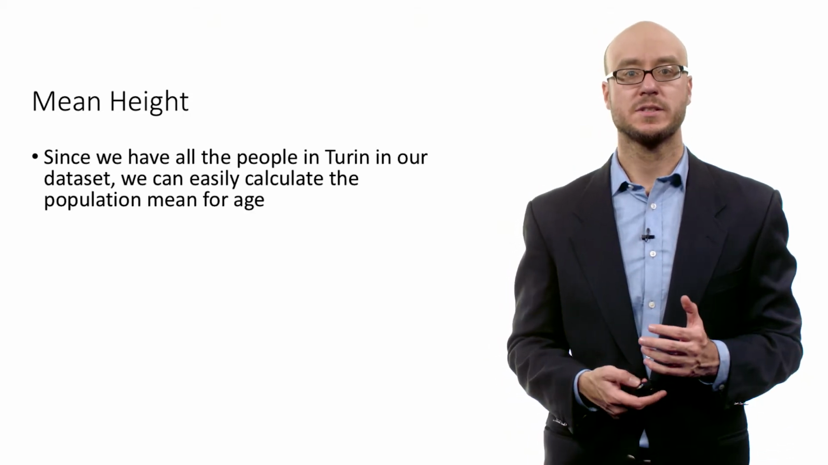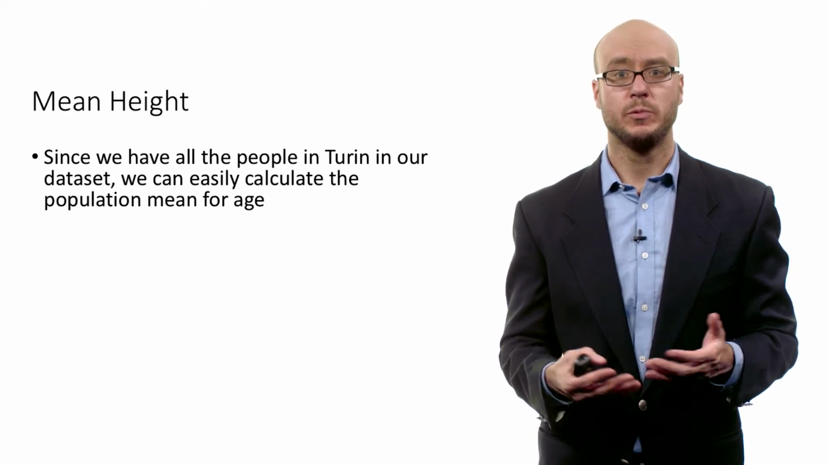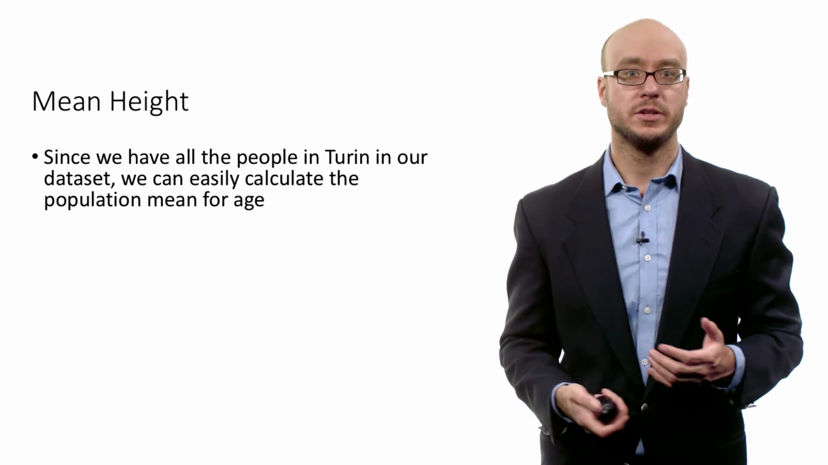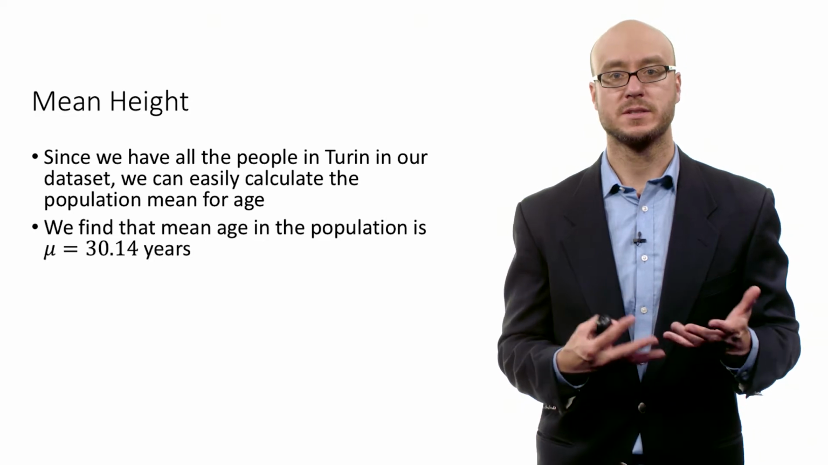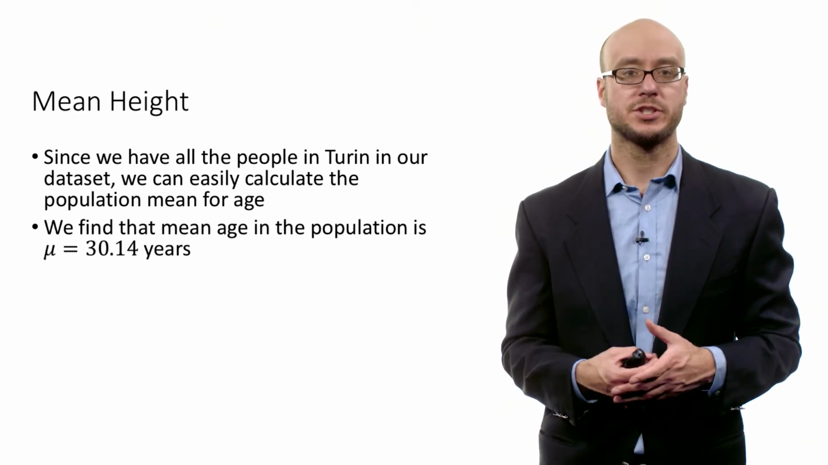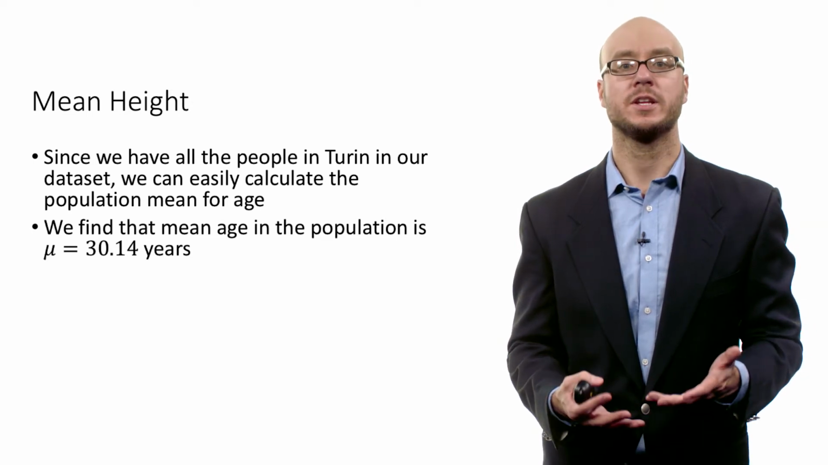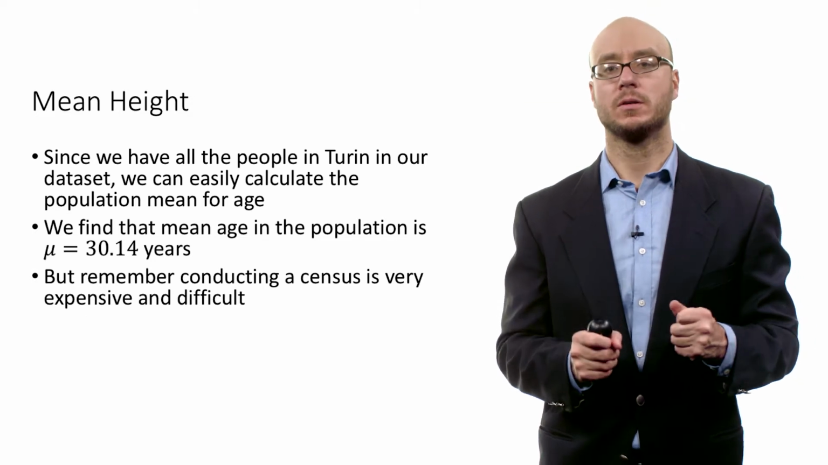But this is a population. Those are all population parameters because it's based on a census. Since we have all the people in Turin, Italy, we can just calculate the population mean for age. We can calculate the true population parameter for mean age. And we find, based on this data set of the population, the average age is about 30.14 years in the population in Turin, Italy.